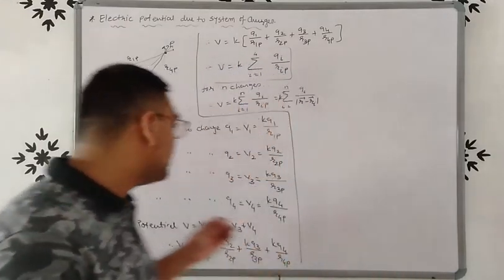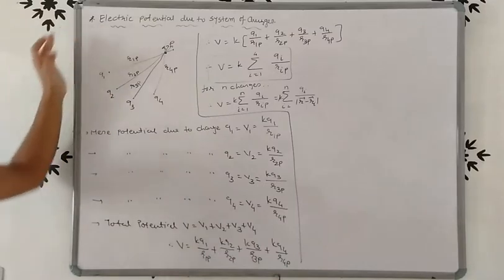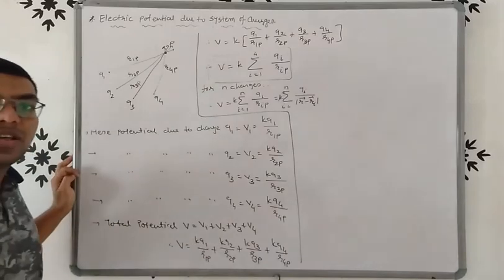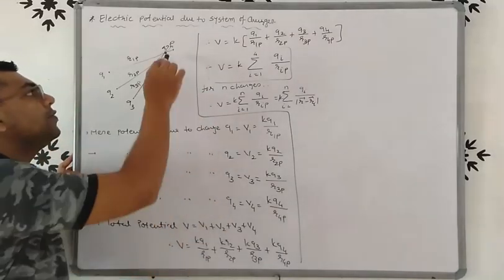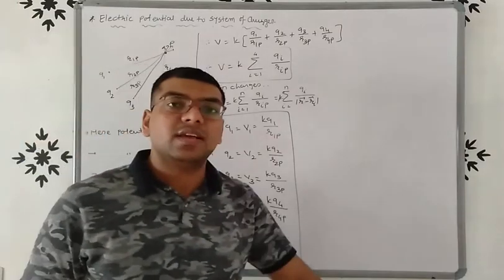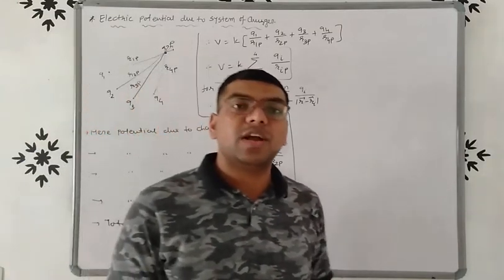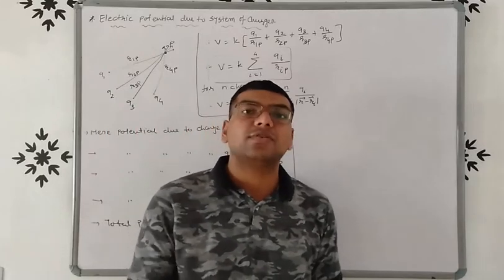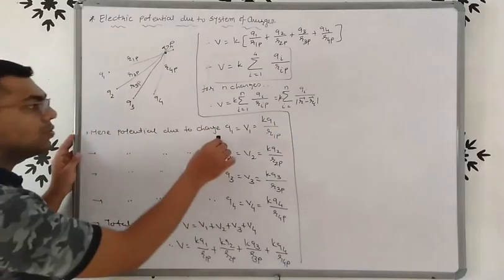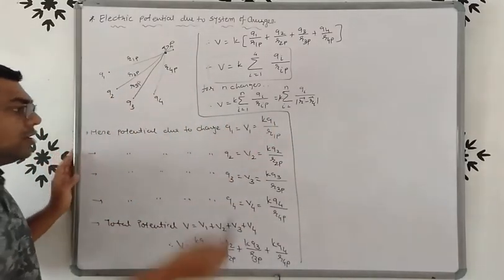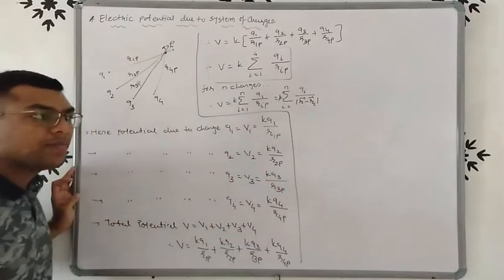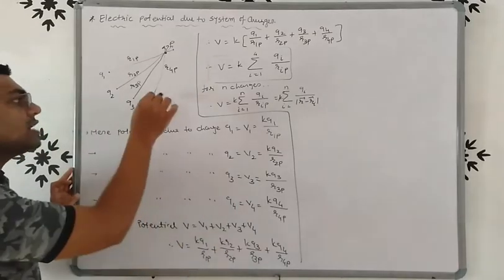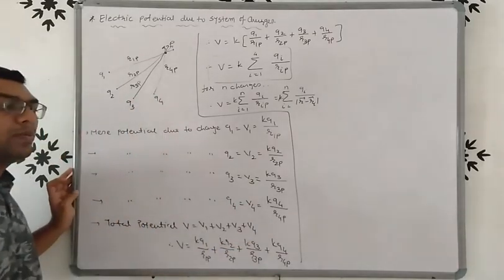Once again, friends, we have to find the potential due to the system of charges. Consider a system of charges Q1, Q2, Q3 and Q4 as shown in the figure. We have to find the potential at point P. The potential at point P is due to charges Q1, Q2, Q3 and Q4. First, the potential due to charge Q1 is KQ1 by R1P, due to charge Q2, KQ2 by R2P, due to charge Q3, KQ3 upon R3P, and due to charge Q4, potential V4 is KQ4 upon R4P.